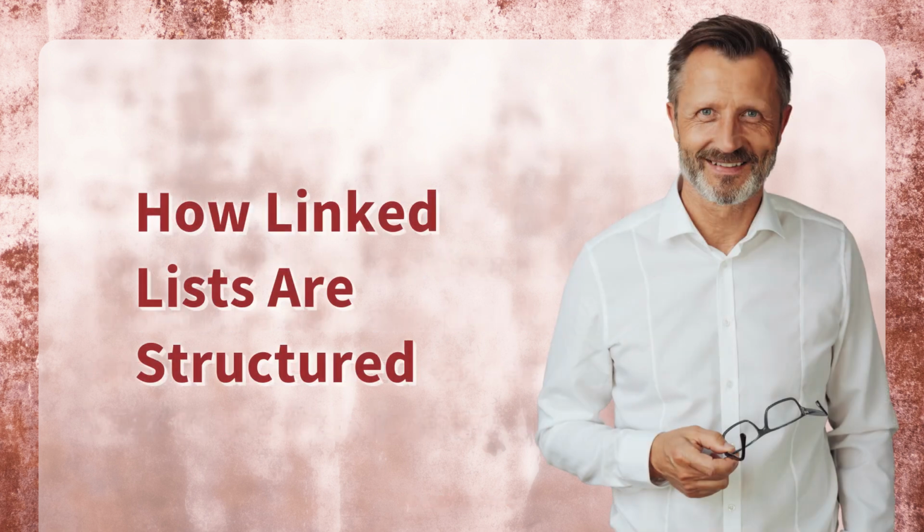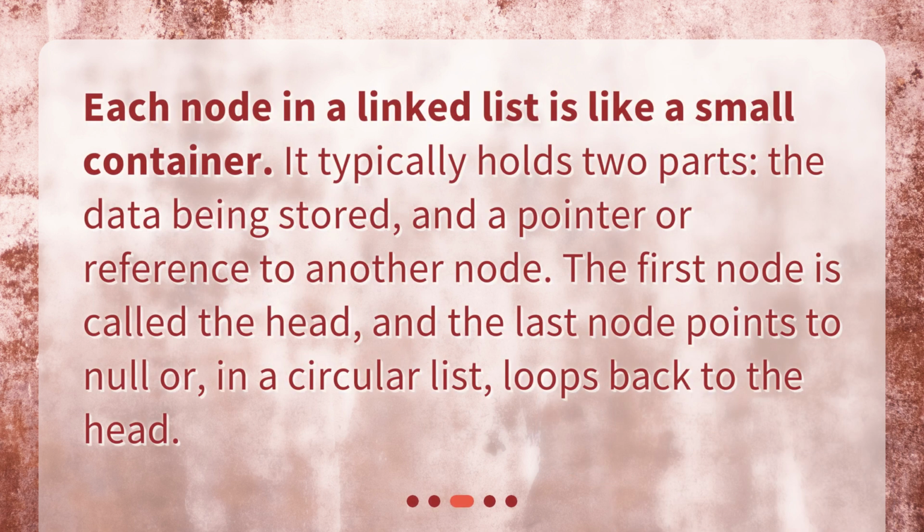How linked lists are structured. Each node in a linked list is like a small container. It typically holds two parts: the data being stored and a pointer or reference to another node. The first node is called the head, and the last node points to null or, in a circular list, loops back to the head.